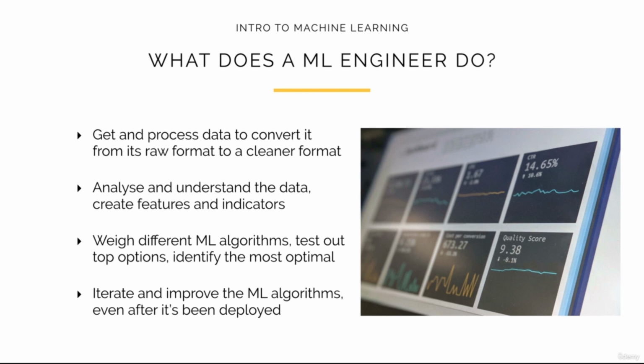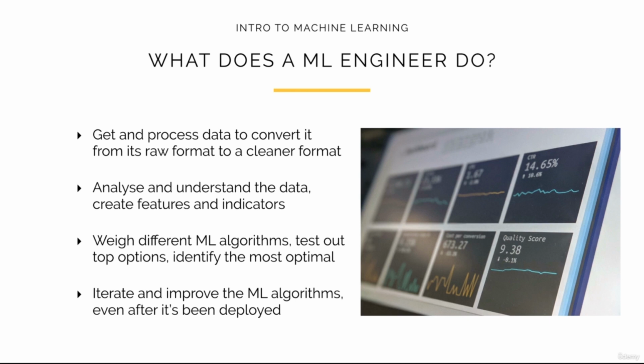So first you need to have data, so you need to get and process data, and you need to convert it from a raw format into a clean format, and you're also going to need to be able to analyze and understand your data and create features and indicators. So this first part is actually based upon all of the data science skills. So if you're not exactly sure about data science, I've also got a lot of stuff on data science. So if you're unsure about these first two things, I'd recommend you check those things out. But of course, machine learning builds upon all of the data science skills.